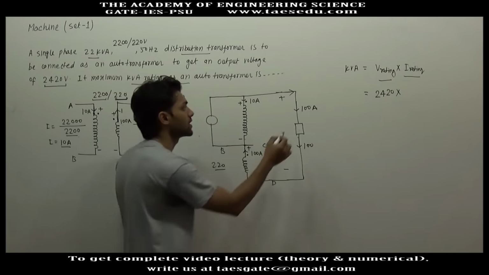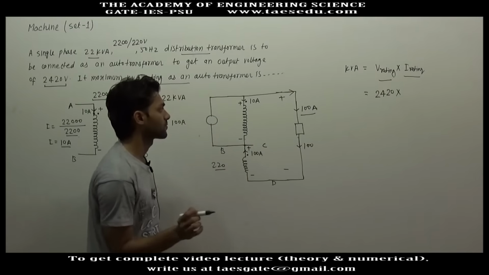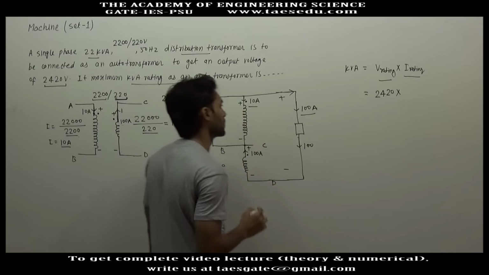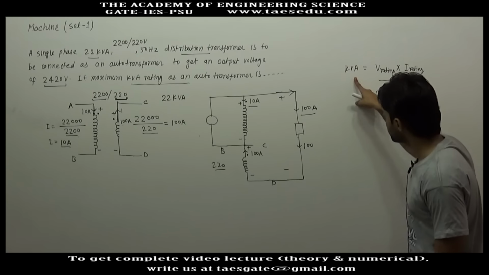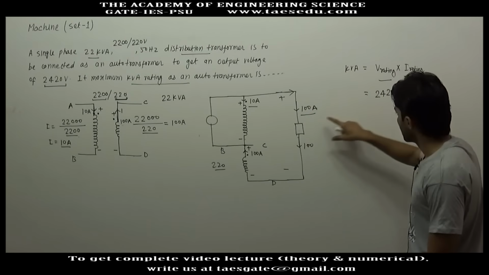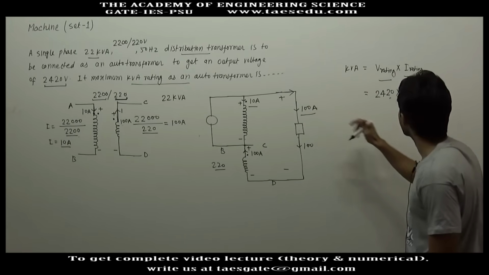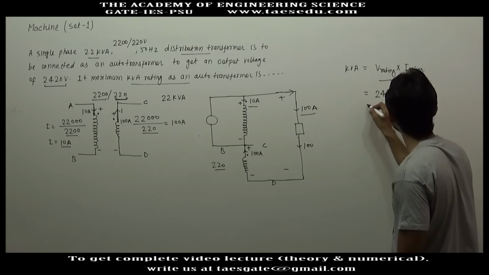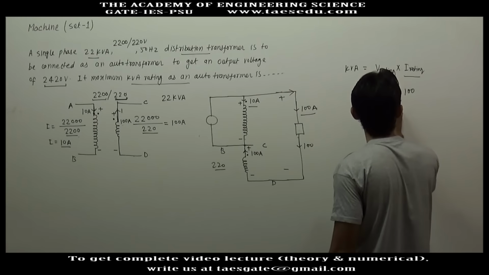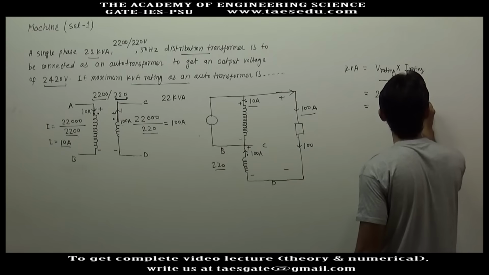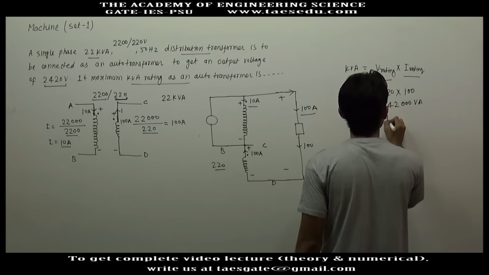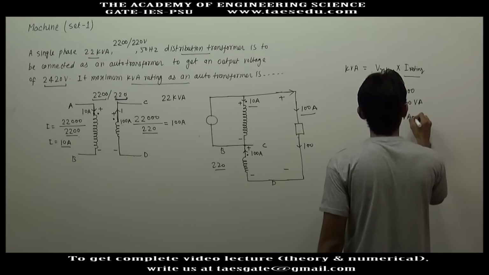Okay, and this 100 ampere is the maximum current corresponding to the rating of the winding. So the output kVA will be the output voltage into output current. Okay, so this will be 242,000 volt ampere or 242 kVA.